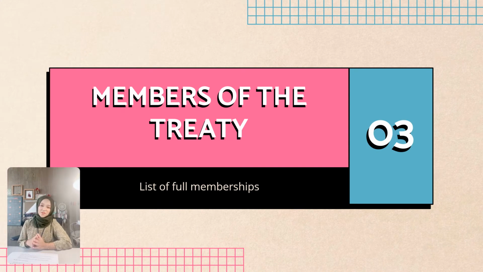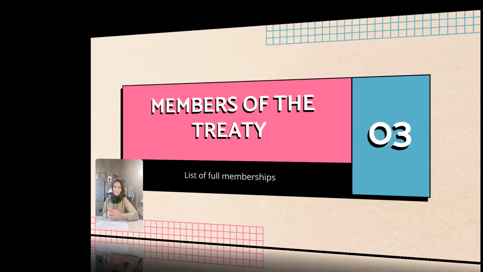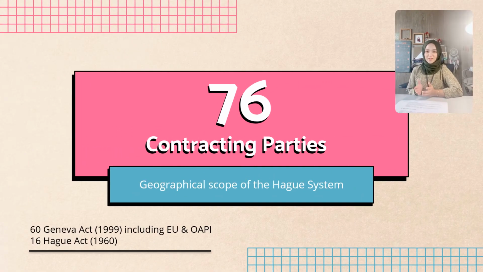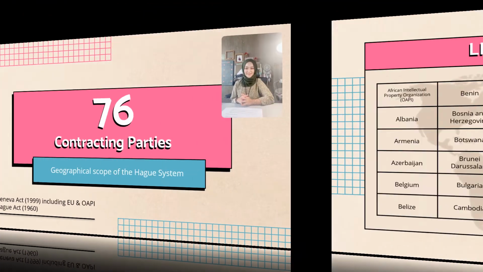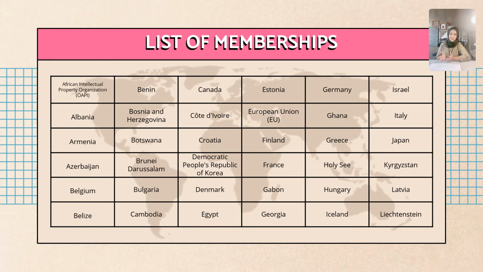And now we move on to the members of the treaty. Currently, there are 76 contracting parties in the geographical scope of the Hague system, where 60 are under the Geneva Act 1999, which include the EU and also the OAPI, and 16 are under the Hague Act 1960. And on the screen, you can see the full listing of the membership under the Hague Agreement.